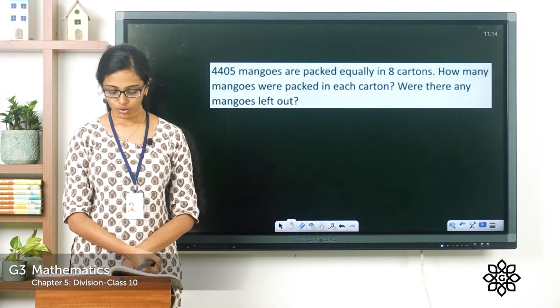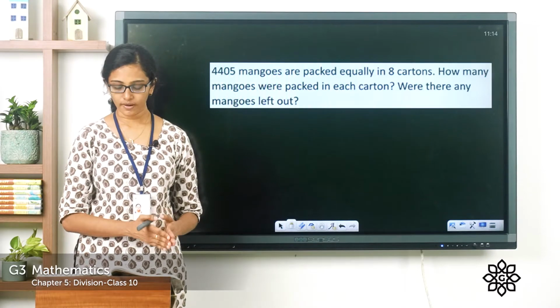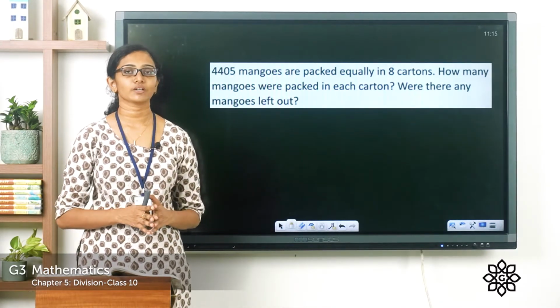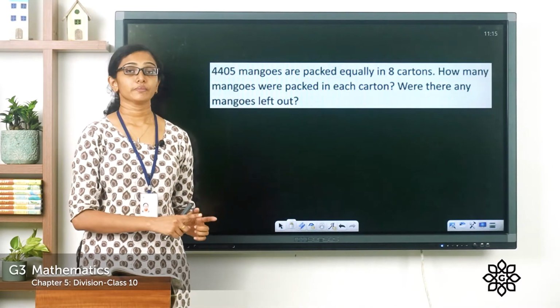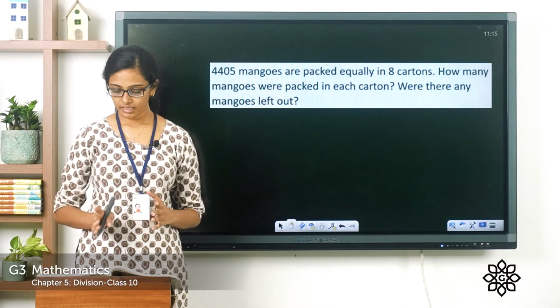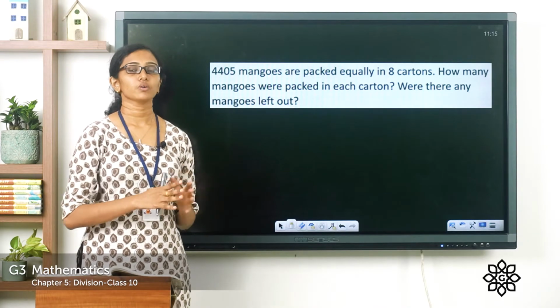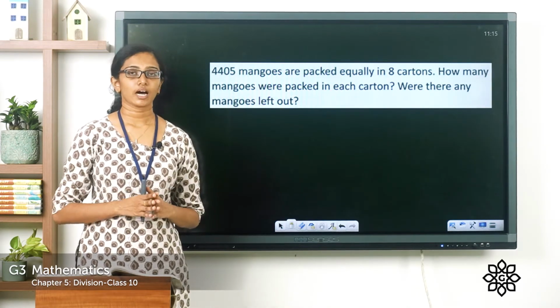So, what is told in the question? There were a total of 4,405 mangoes. So, these 4,405 mangoes are packed equally into 8 cartons. That means all cartons will have the same number of mangoes. And in the question, you are asked to find out if there are any mangoes left out after packing them equally into these 8 cartons.